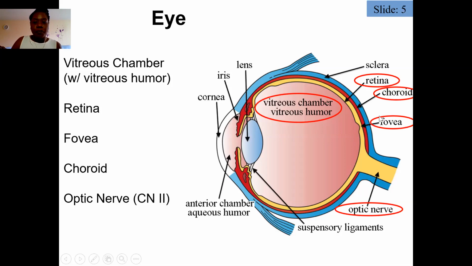We've also got the fovea. The fovea is kind of this focal point where light projects to. It's a dip in the sensory layer here. It's going to be found lateral to the optic nerve. We'll talk about what this opening of the optic nerve is called in a little bit. We've got the choroid, which I talked about before, that vascular layer that is nourishing the eye. And then we can also see the optic nerve here, which is obviously cranial nerve 2, which is responsible for the sensory perception of our vision.